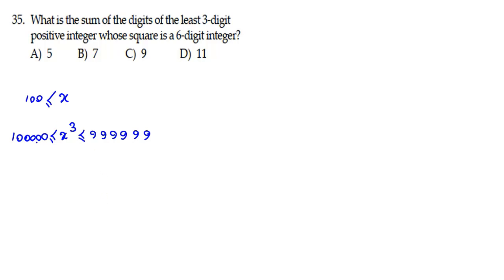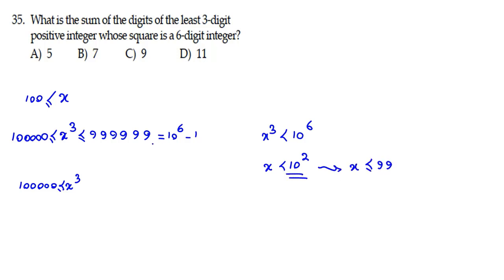So x cubed is greater than 1000000. And this one is 10 to the 6 minus 1. So we know x cubed is less than 10 to the 6, and we should find the minimum number. So from here we conclude that x is less than 10 squared. So x is at most 99. If it is 10 squared, we will reach 10 to the 6. If it is 99, it will be okay. At most 99, and we want to find the least, the minimum. So x cubed should be at least 10 to the 5, okay?